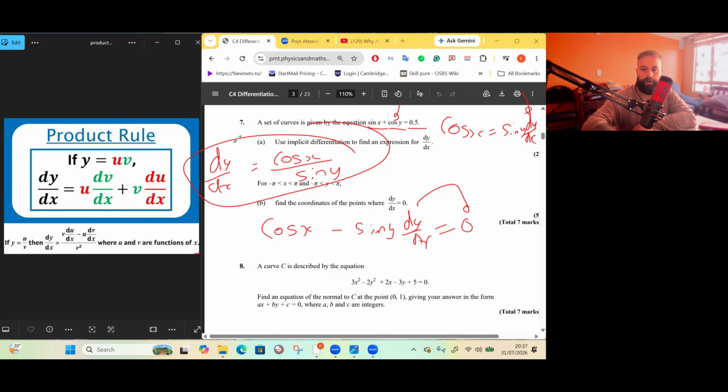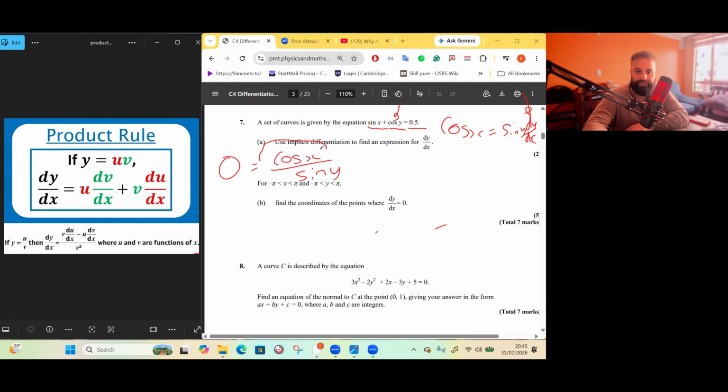Question B. Find out when this is equal to 0. So dy by dx is equal to the number 0. Now, the only thing that could be equal to 0 is the cos x.